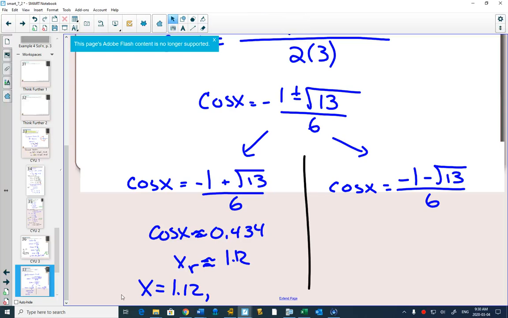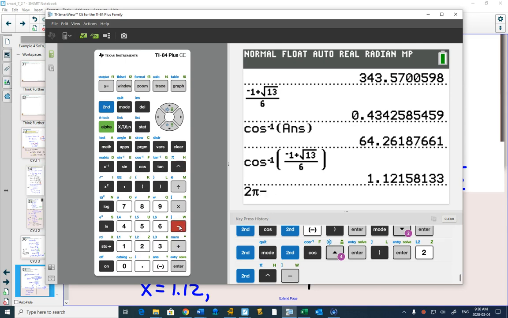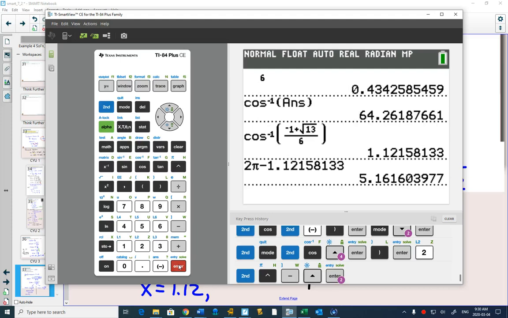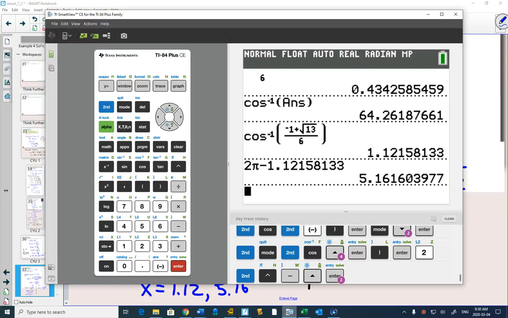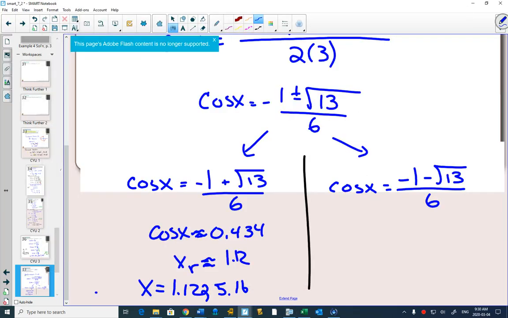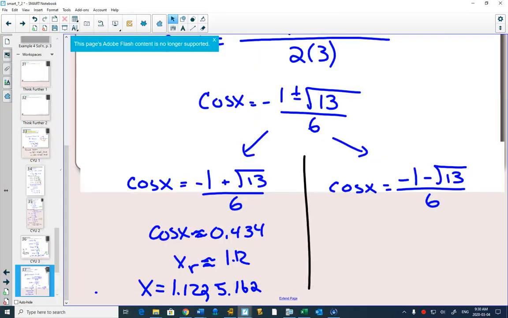And go back to my calculator. Cos is also positive in quadrant 4. So 2 pi minus my reference angle, 5.16. I guess technically, since they didn't say how many decimal places, you should go 3 decimal places. 5.162 and 1.122. So those are the answers for the first equation.